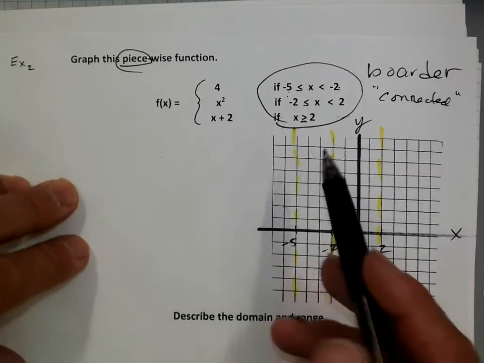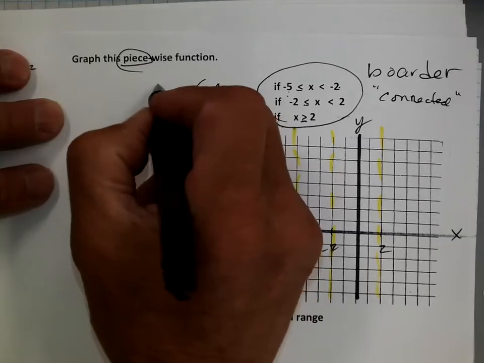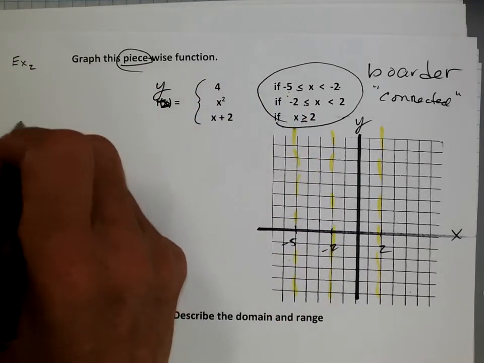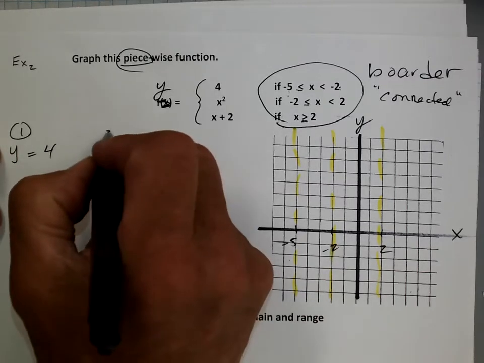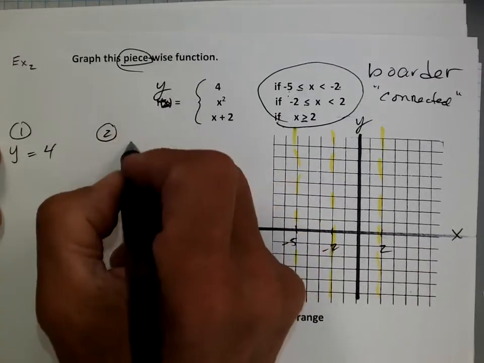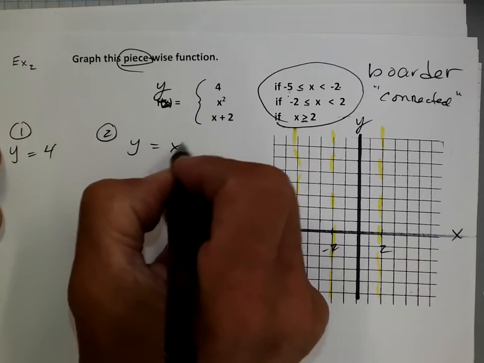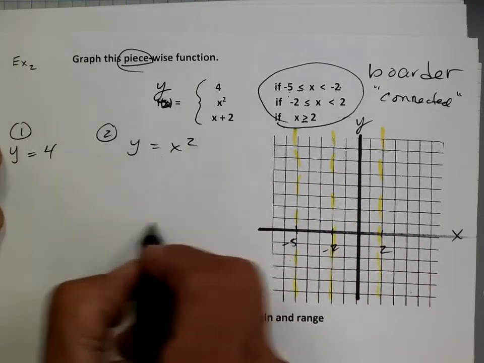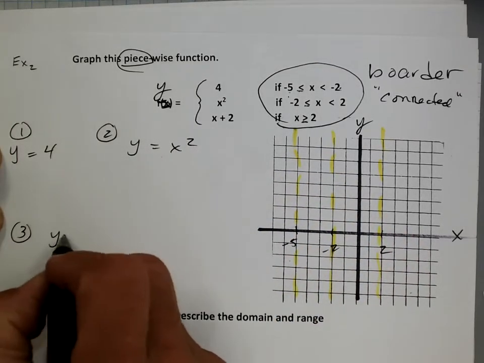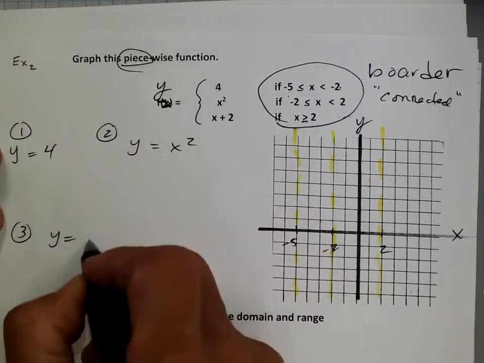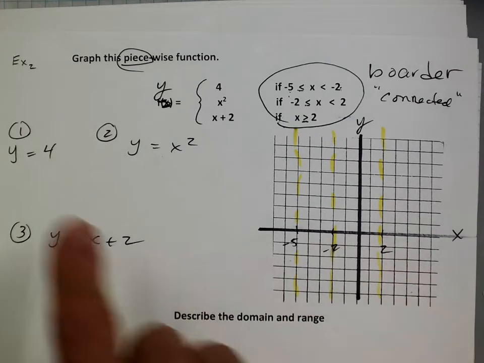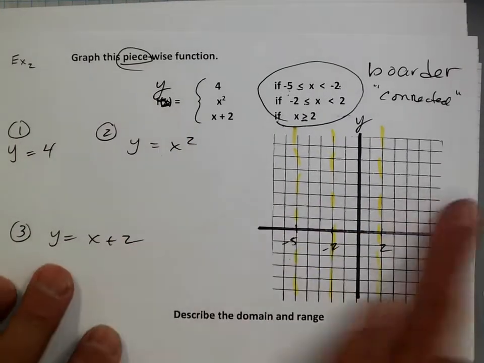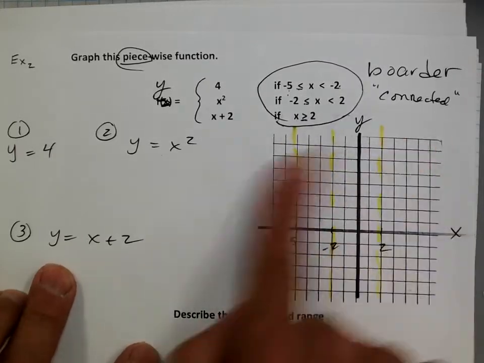Now, f of x. Remember, f of x and y are the same thing. So the first equation is y equals 4. My second equation is y equals x squared. And my third line is y equals x plus 2. These are the graphs that I'm going to graph. So I'm going to have 3 graphs within these borders.